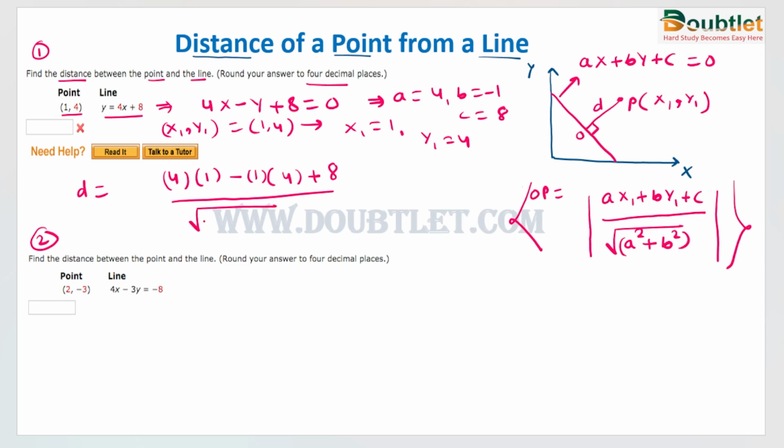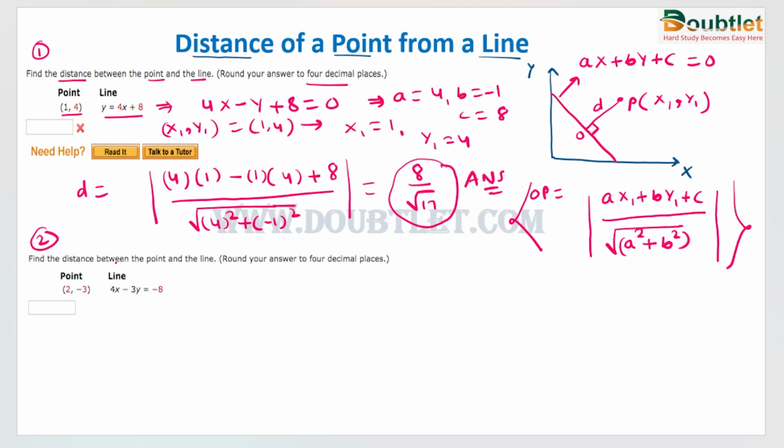and we need to divide this term by under root of coefficient of x, that is 4 whole square, plus coefficient of y, that is minus 1 square, and we need to find the magnitude of this. So if we solve this, 4 minus 4 will be cancelled, so it is 8 divided by under root 17. So this is the distance, this is the answer. And if we need to find the answer in decimal form, then we can use the calculator and we will get our answer. So this is how we have solved the first question.